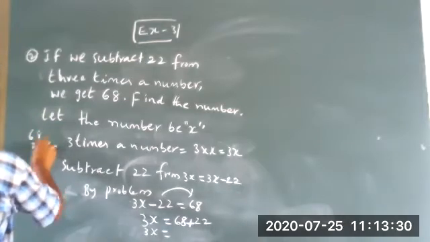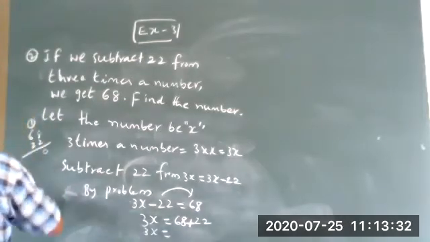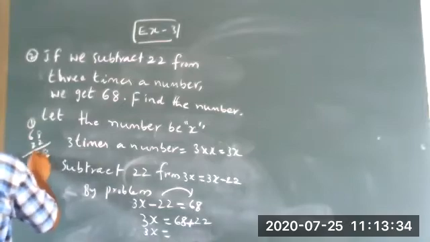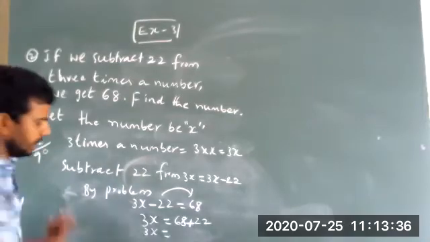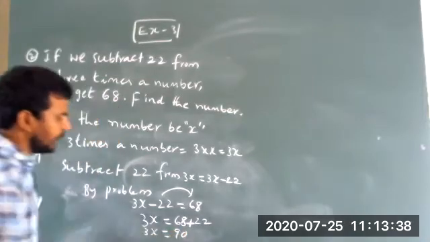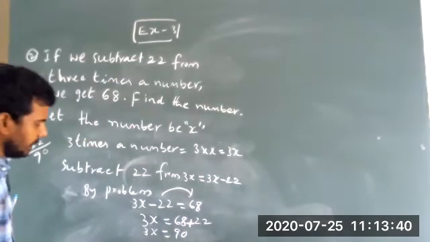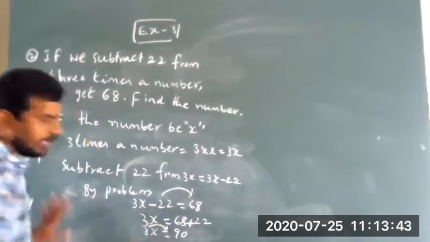68 plus 22. 2 plus 8, 10. 1 carry. 1 plus 6, 7. 7 plus 2, 9. Total how much? 90. So 68 plus 22 equal to how much? 90. Now this 3 is sent to the RHS side.